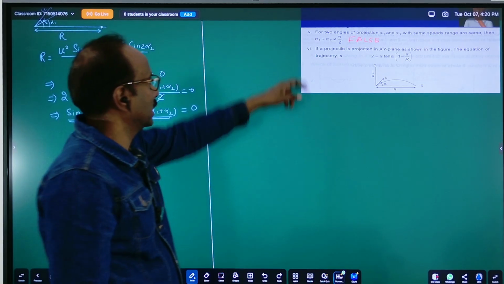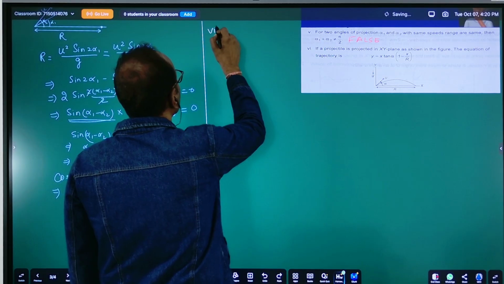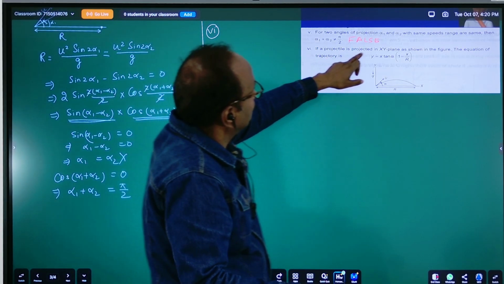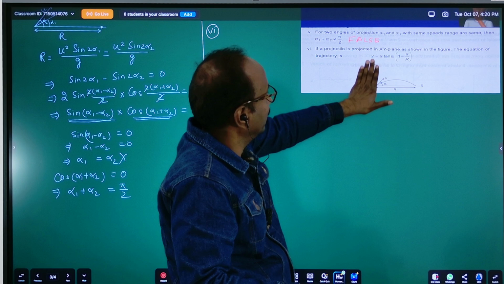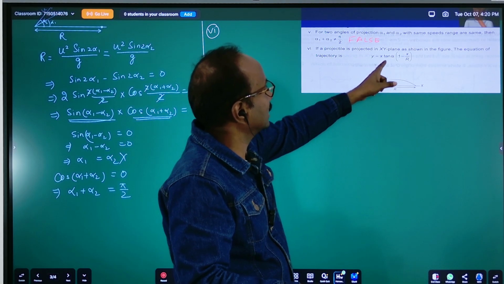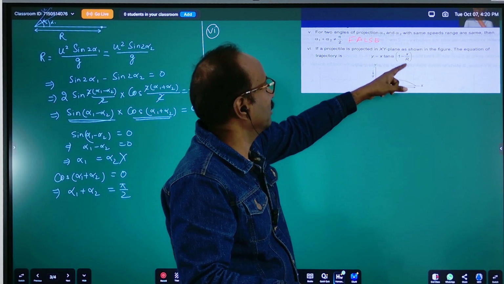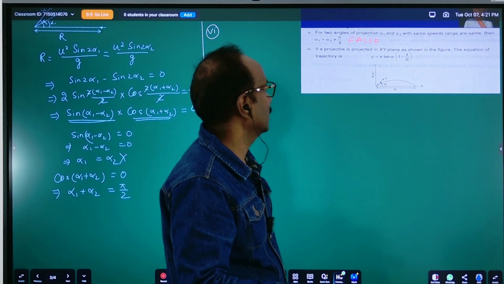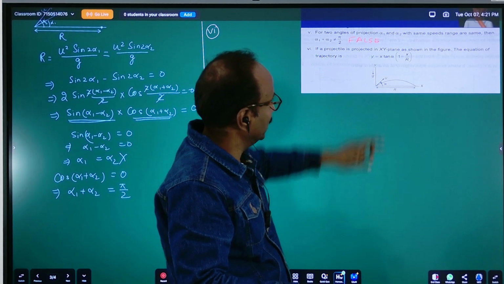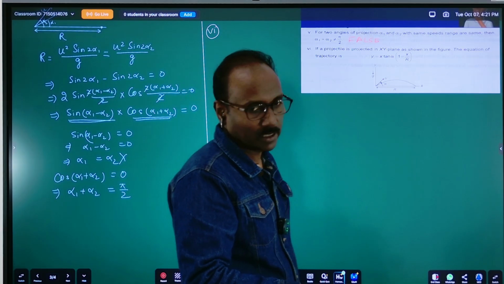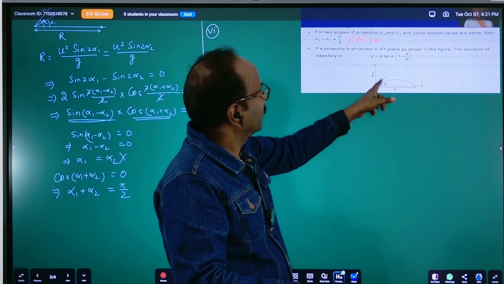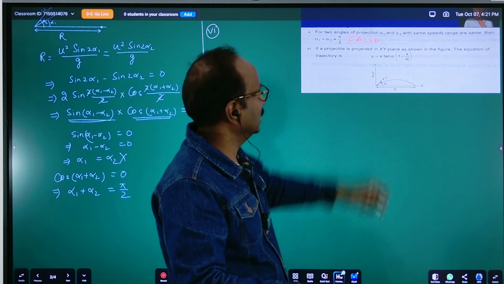Now we check for number 6. If a projectile is projected in the xy plane as shown in the figure, the equation of trajectory is y equals x tan alpha in bracket 1 minus x divided by R. Acceleration is acting downward with g. There is no acceleration in the x direction. Angle of projection is alpha. Initial velocity is u.